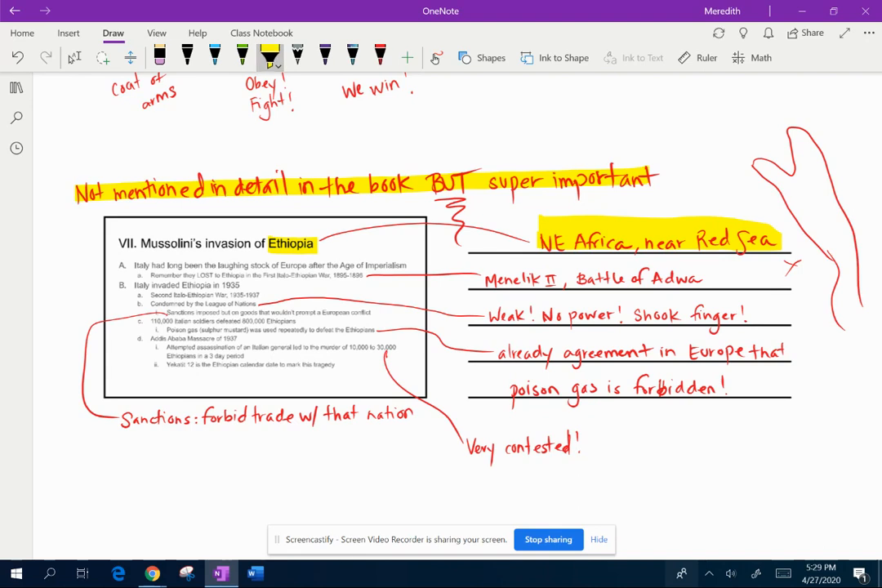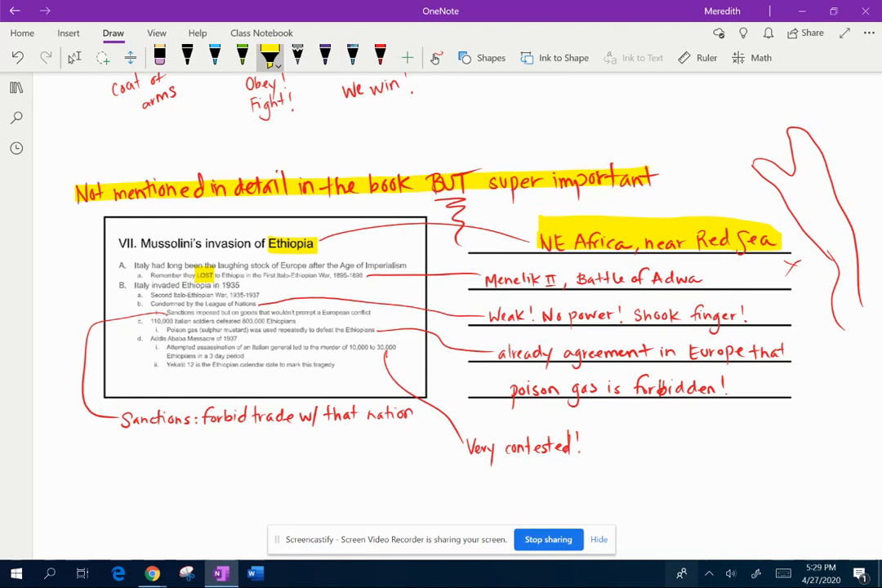Now, Italy had long been the laughing stock of Europe after the age of imperialism. If you guys kind of remember, we talked about how Europe took over Africa and the Americas and Asia and everywhere else in between. And Italy actually did something awful. They lost to Ethiopia. They were the absolute laughing stocks because they're the only Europeans to lose to a group of Africans. So Mussolini, as a fascist, and fascists who believe in war is the only way to prove how great your nation is, he invades Ethiopia in 1935.